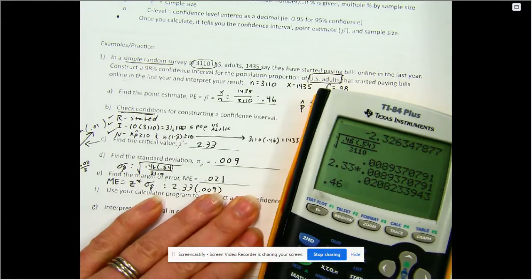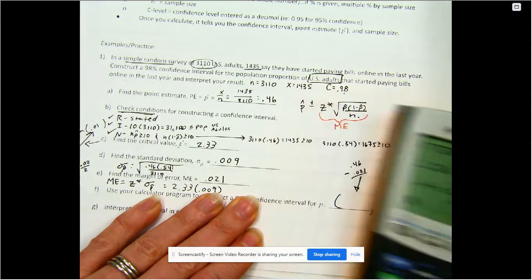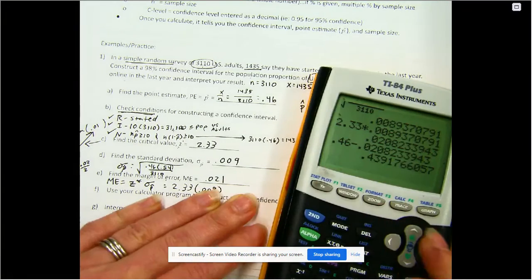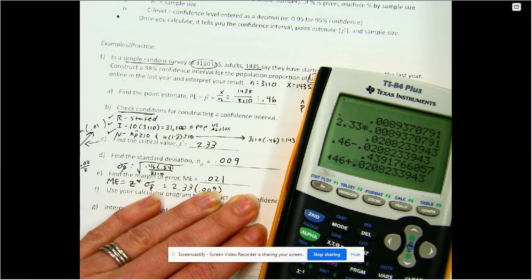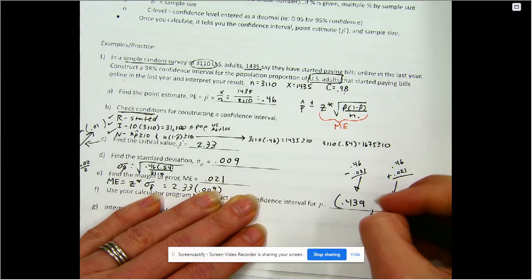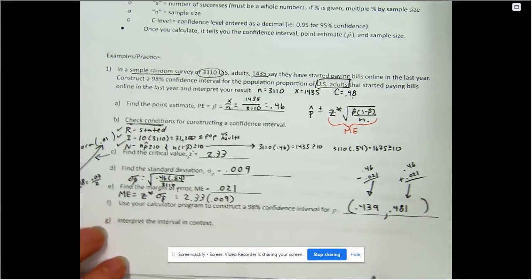And I just like to scroll up. So I'm going to go 0.46 minus this value, and I get 0.439. And now I'm going to add. And I get 0.48. I'm going to round to the thousandth, so 1. There we go. And then it says interpret this interval in context.